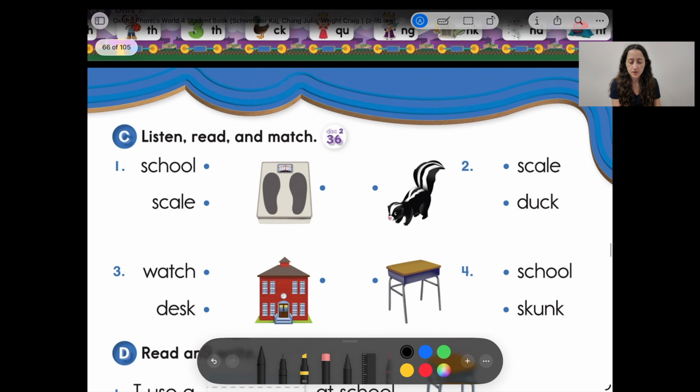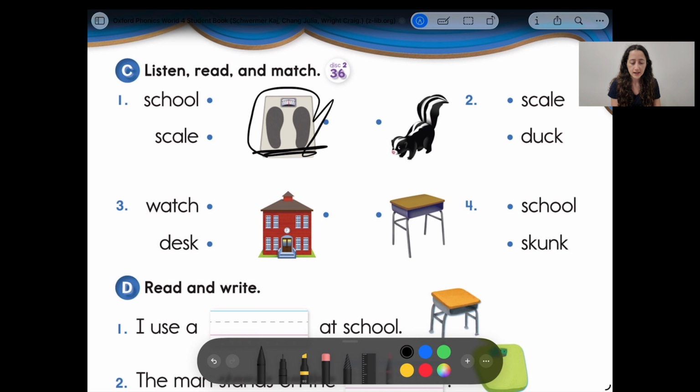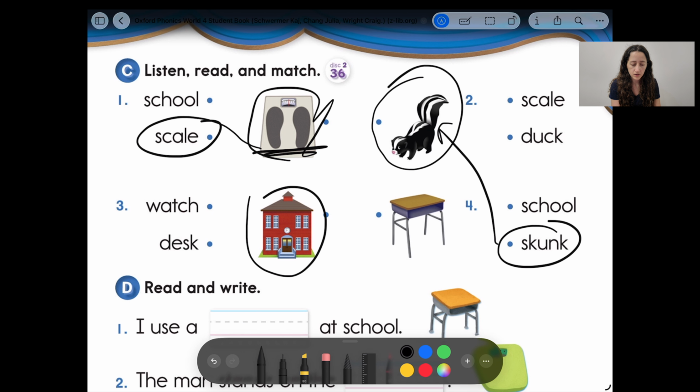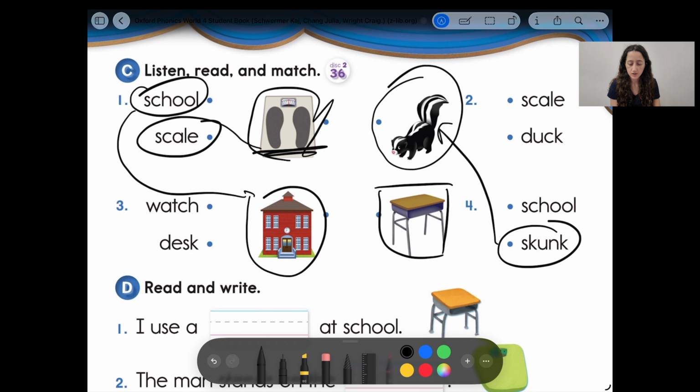Good. So, this one is a scale. Scale, let's find a scale. This is a scale. This one is a skunk. Skunk, where are you? Skunk. This is a skunk. Then we have a school. School, this is a school. And the last one, this is a desk. Desk, this is a desk.